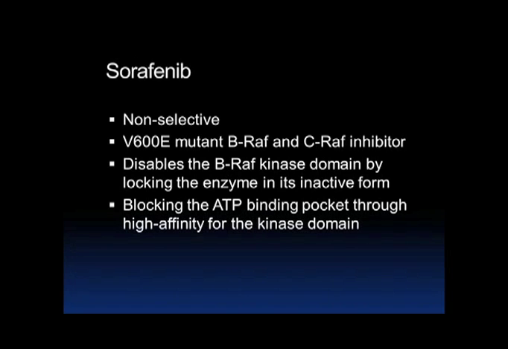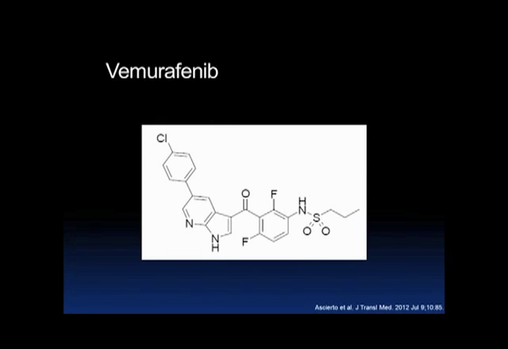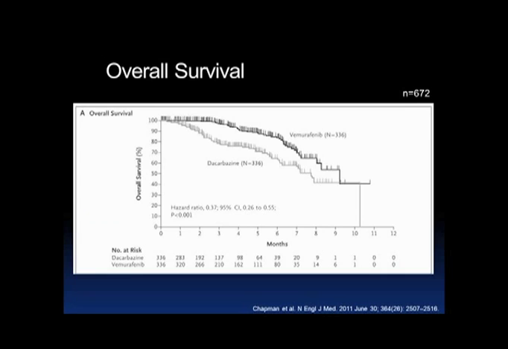Now, as I said, sorafenib, it wasn't that great. It's non-selective, and basically what it does, it disables the kinase domain by locking the enzyme in an inactive form, and it's a pretty high affinity binding. Now, vemurafenib, this is just a nice structural formula, actually had their big study in 2011, which showed that when compared to dacarbazine, vemurafenib actually had an improved overall survival. If you look at 6 months, it's about 84% versus about 60%.